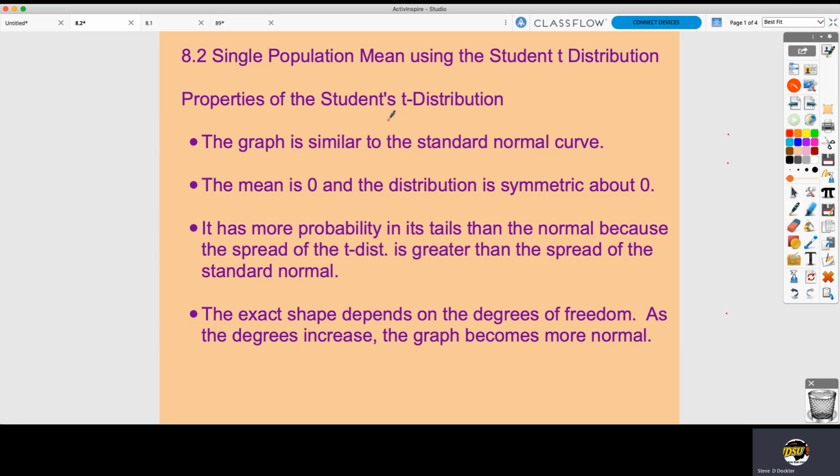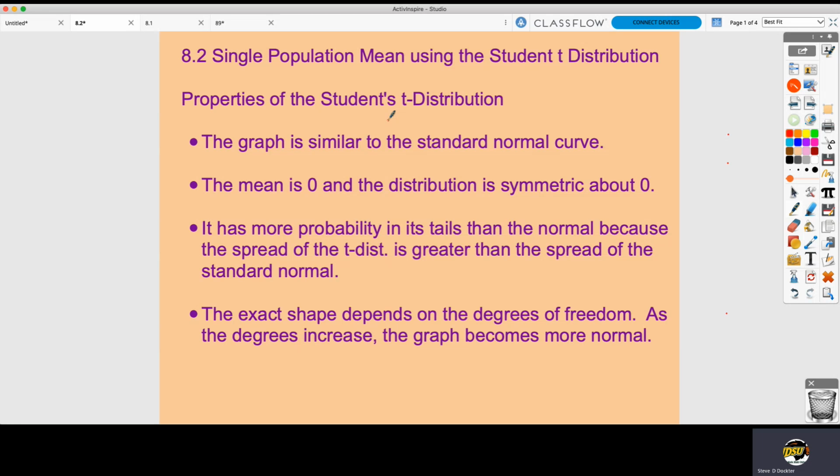As it says up here, these are the properties of T distributions. First of all, a lot of these are going to be very similar to a normal distribution. The graph is similar to the standard normal curve. The mean is 0, and the distribution is symmetric around 0. So that's important to know.